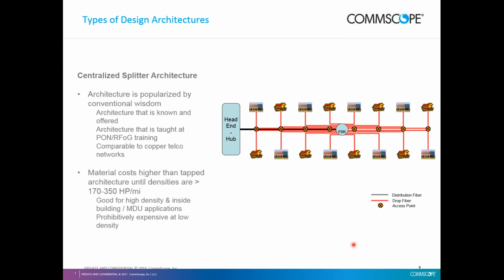The material costs obviously are higher than the tapped architecture until our densities get up to that suburban and urban range, anywhere between 170 to 350 homes passed per mile. So obviously it's good for high density inside building and MDU types of applications, but for low density, for more rural applications, centralized splitting architecture is not what you would want to employ.